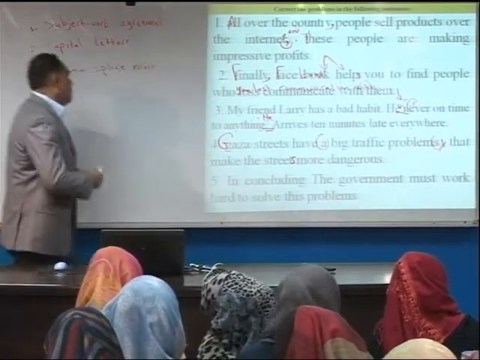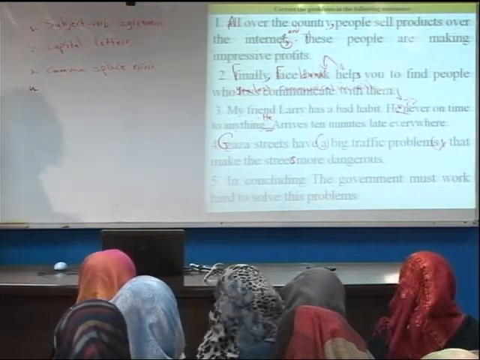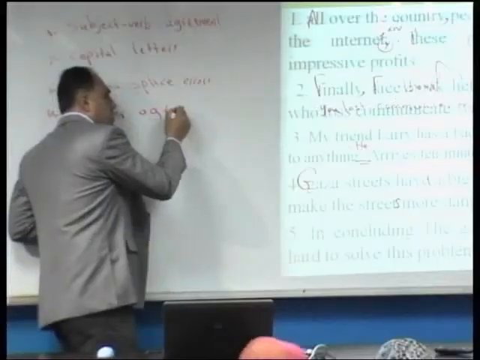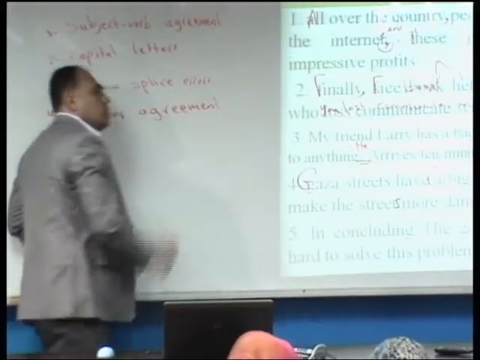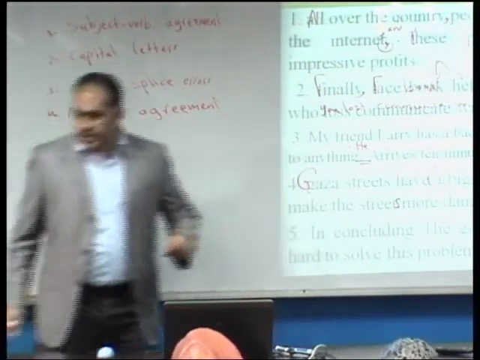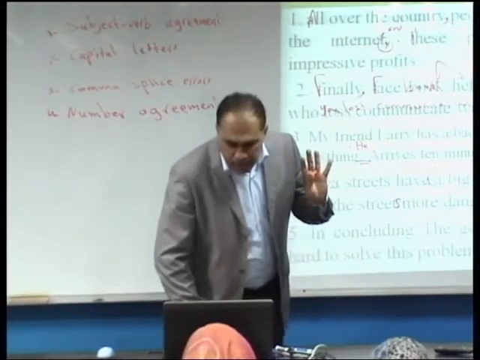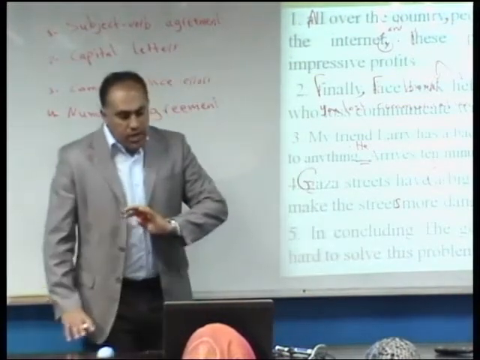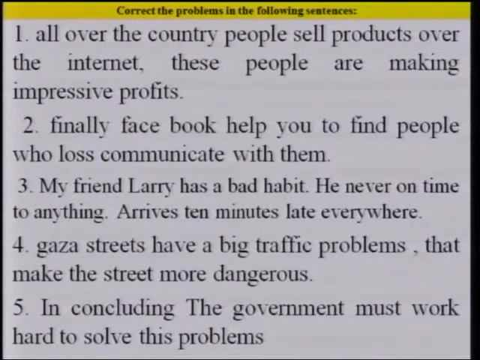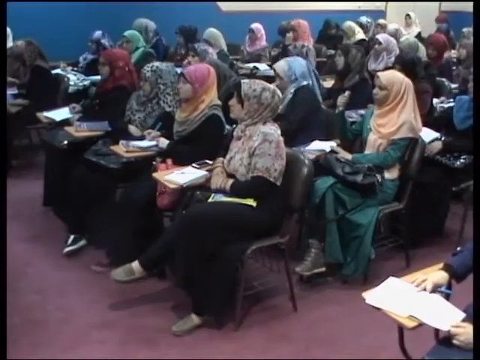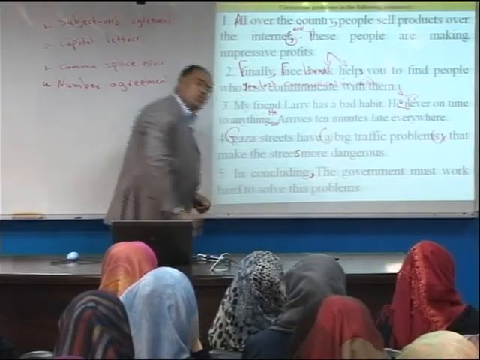Okay? So problem number 4 is something we just said, number agreement. Number agreement is very common, so we need to avoid it. Let's see number 5. In concluding, the government must work hard to solve these problems. Yes. All right. And yes, please. In concluding, comma. All right. So, we need a comma here.